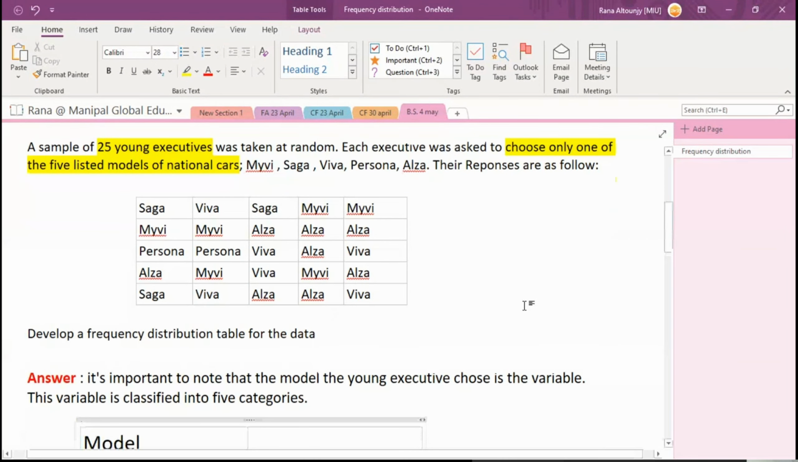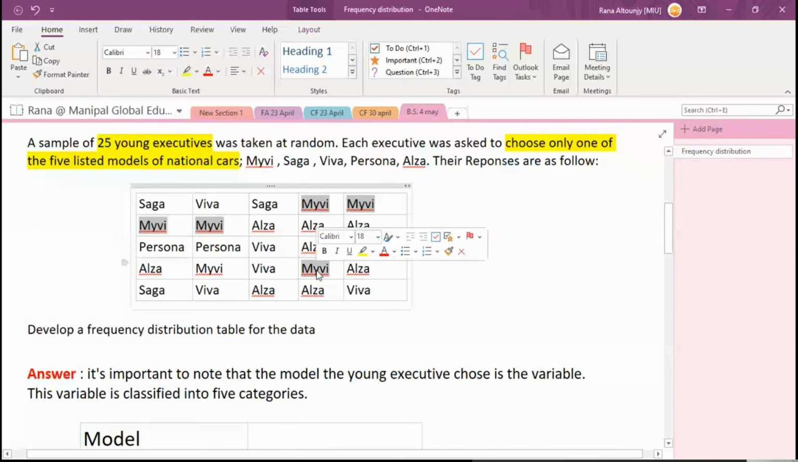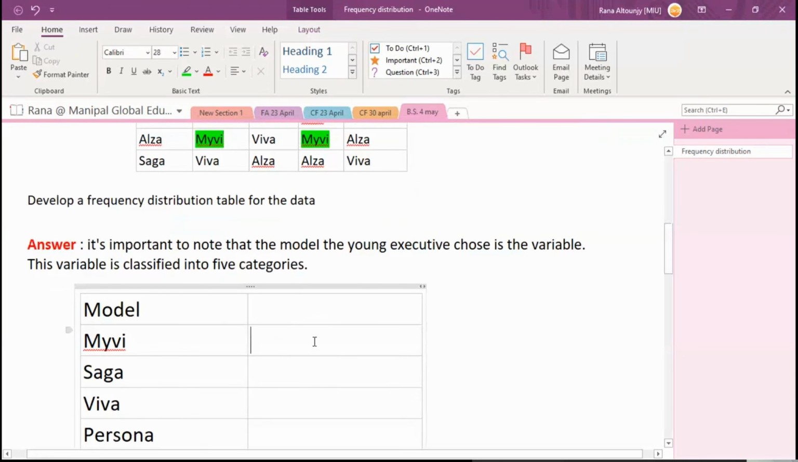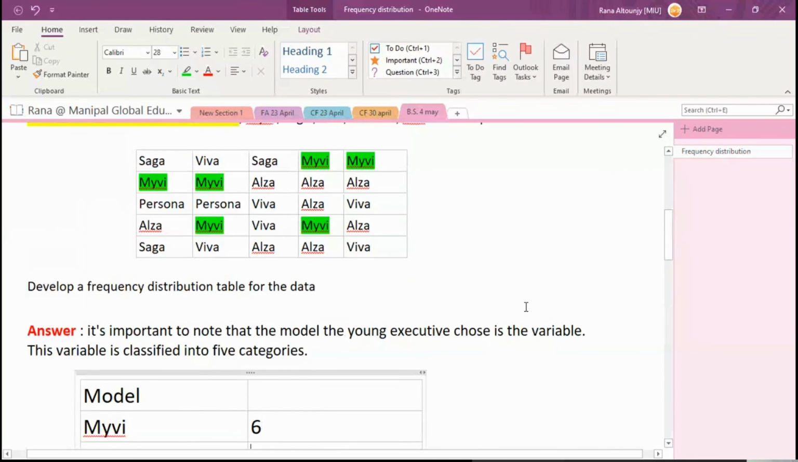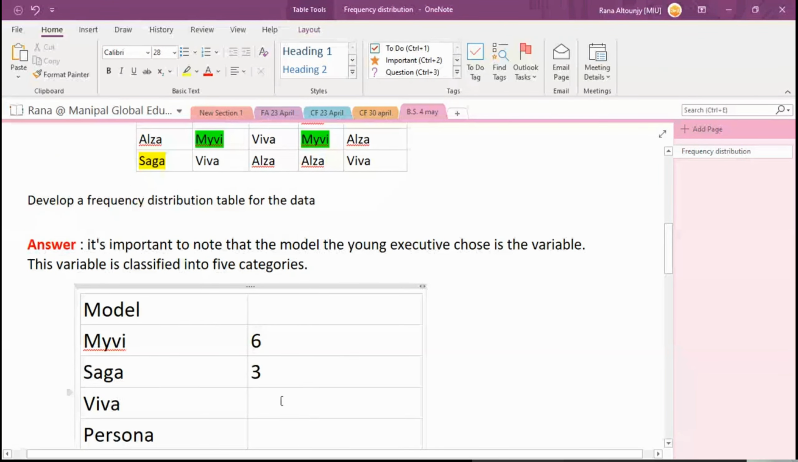So can you help me? Let's go for the first model, the Myvi. How many times? 1, 2, 3, 4, 5, and 6. Yes, very good. So Myvi was selected 6 times. Good. Let's go to Saga. Saga, how many times? 1, 2, and 3. Let's color Saga in yellow. Yes, 3 times. Perfect.